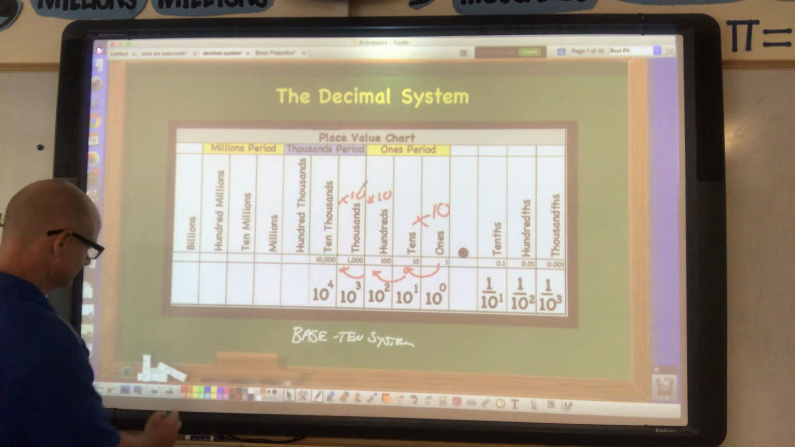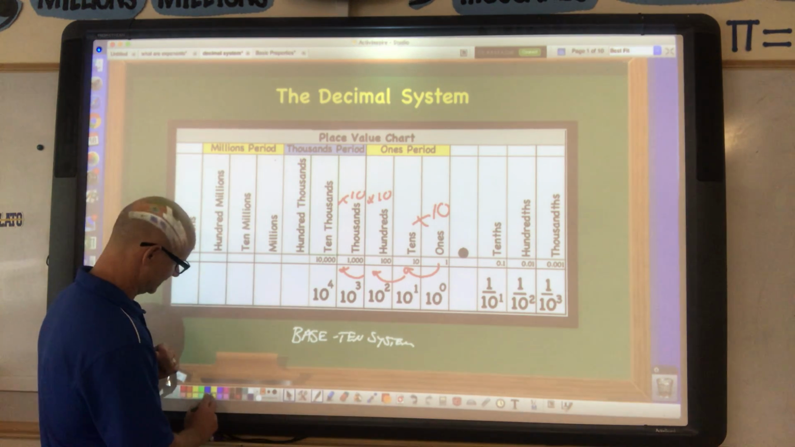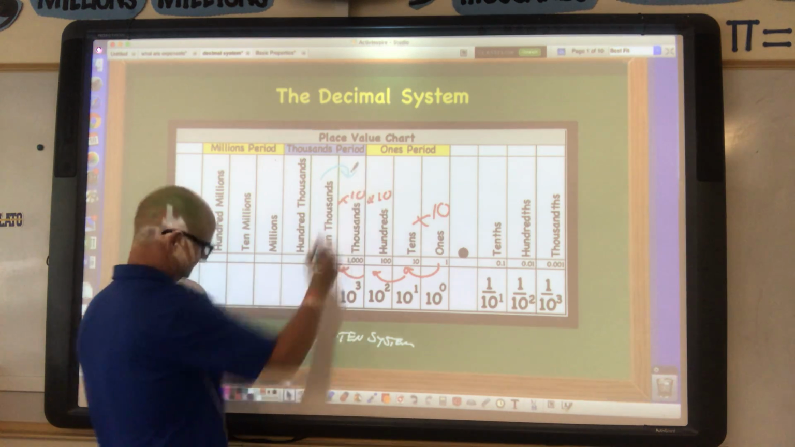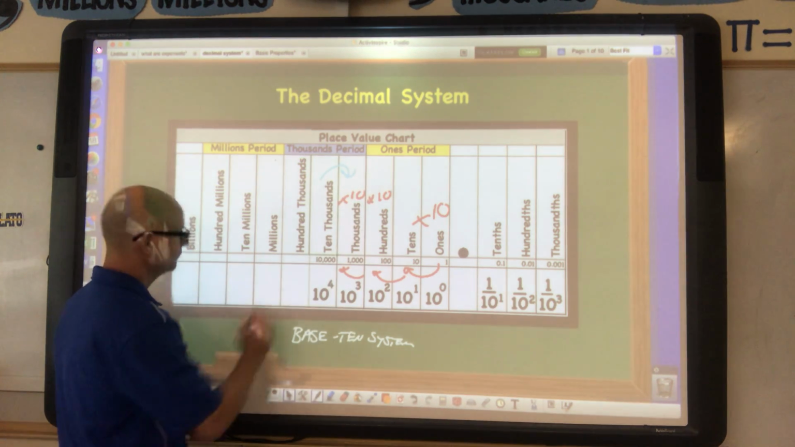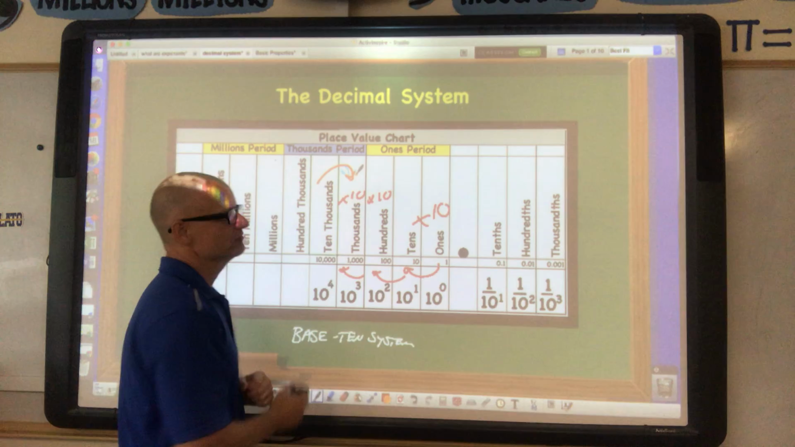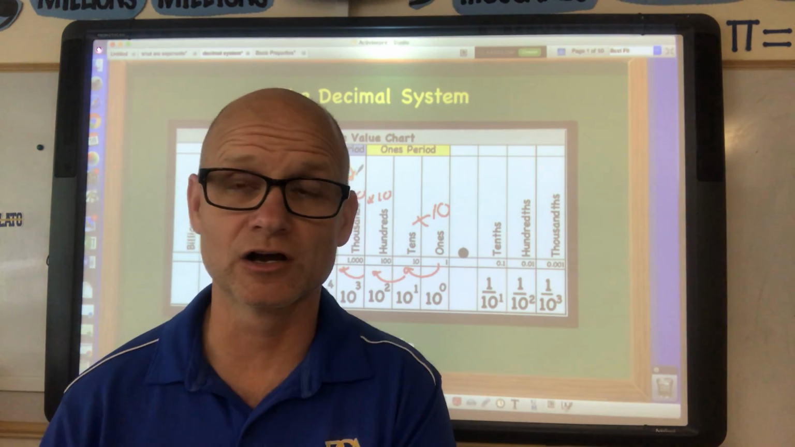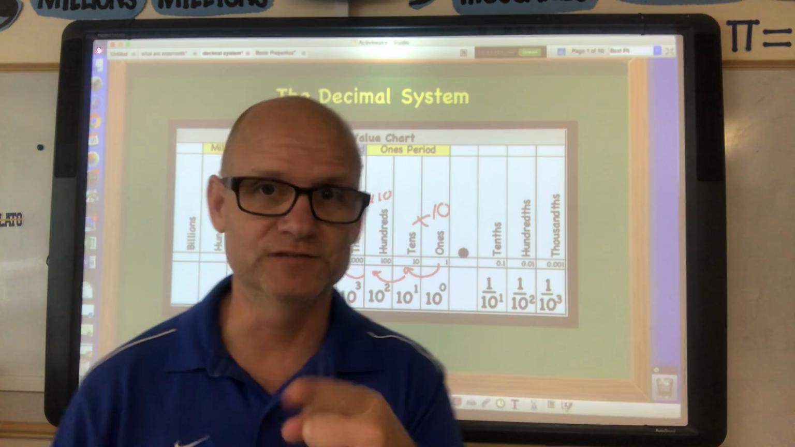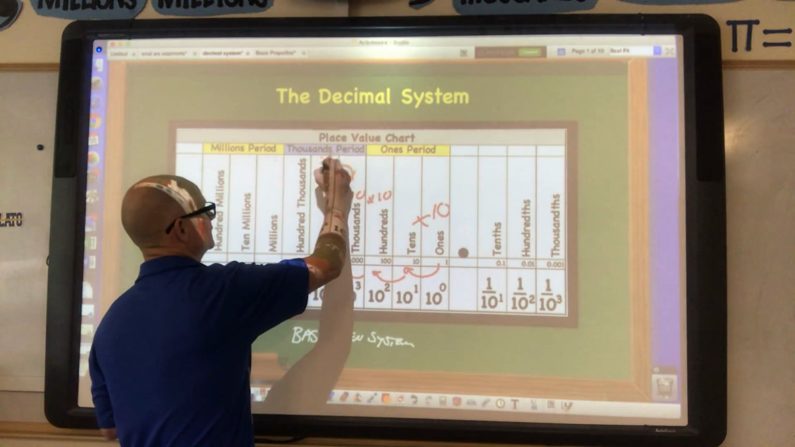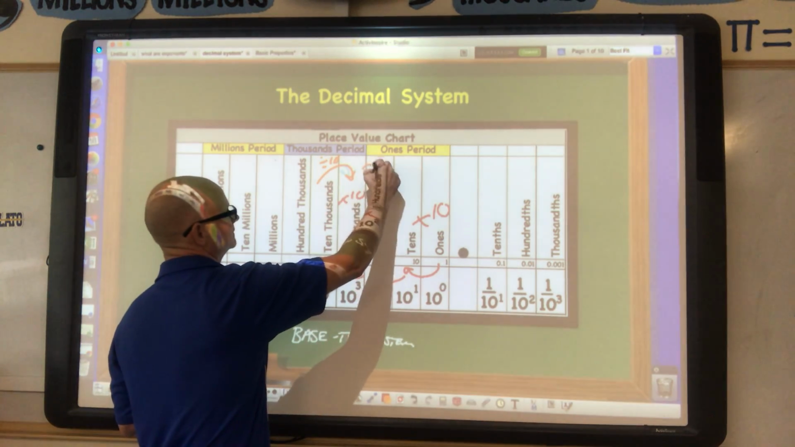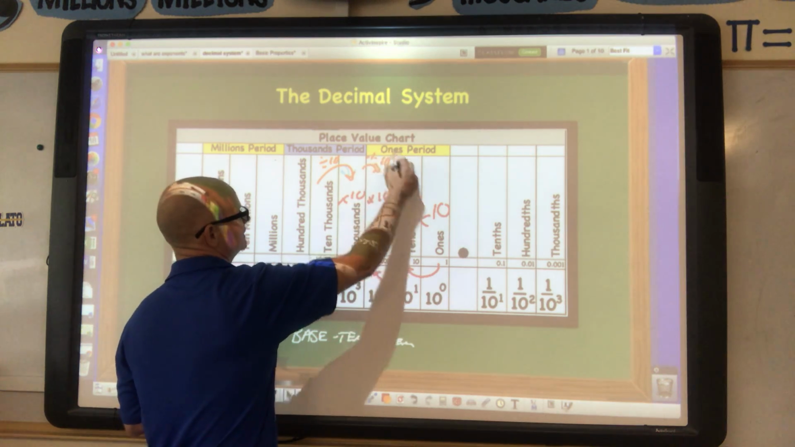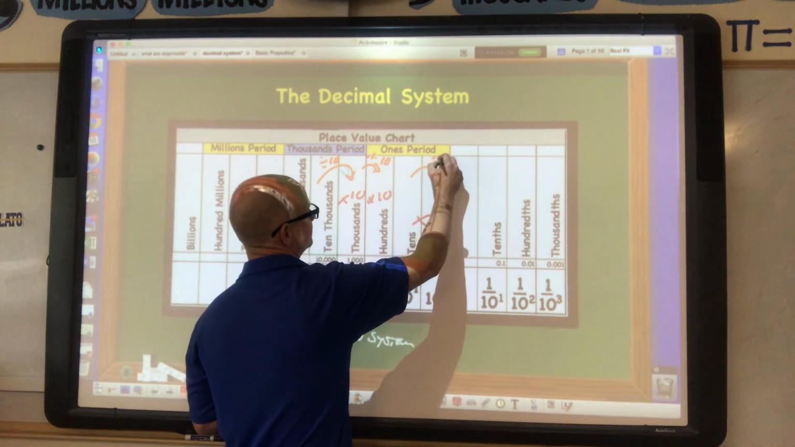Likewise, if you go one place to the right, let's change that color. One place to the right, you're not multiplying by 10, you are, what's the opposite of multiplication? Division. So you are dividing by 10. When you go one place this way, you're dividing by 10. One place, divide by 10.